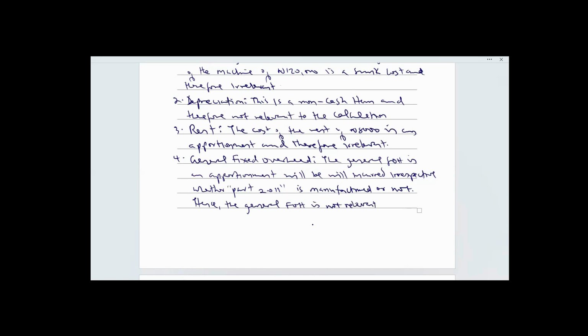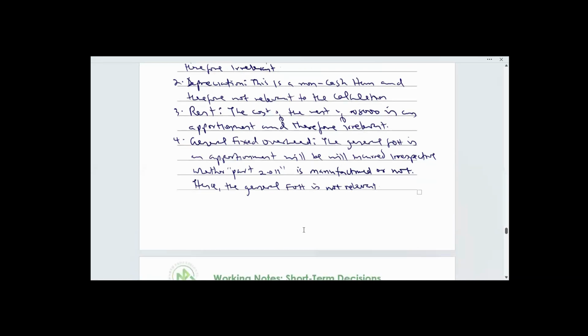Okay, that's it. So these are the assumptions. You can do more than that, but this is okay. So let's quickly see if you can do number 5.